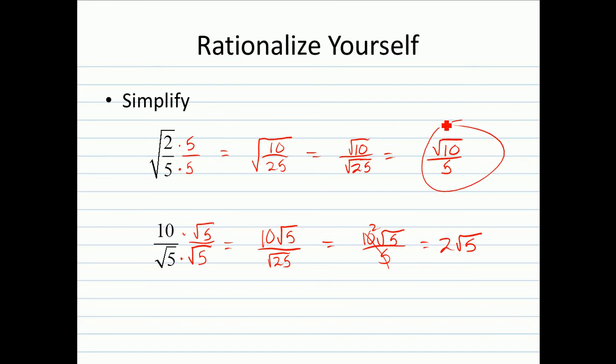With this one right here, I want to rationalize the denominator. I want to get my denominator to not be a radical, so I'm going to multiply that by the square root of 5. And whatever I do to the bottom, I've got to do to the top. So what that gives me is 10 times the square root of 5 over the square root of 25, which gives me 10 times the square root of 5 over 5. And I cancel that out to get a 2. Final answer, 2 times the square root of 5.